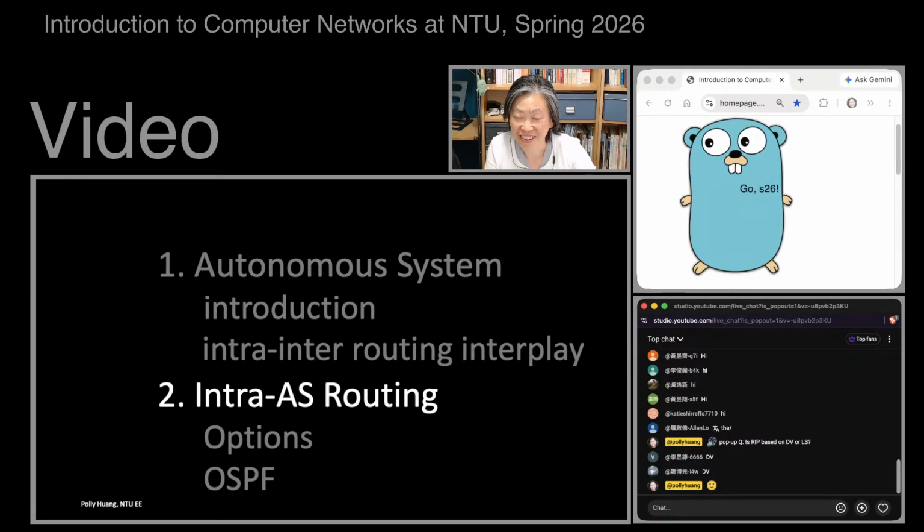All right, so 3 categories. And those who followed the lecture closely saw Polly had a pop-up quiz. It is about, among the 3 varieties Polly introduced in the video, whether RIP is based on distance vector or link state. All right, so I see Yu Zheng and Bo Yuan followed the lecture closely. Good for you, guys.